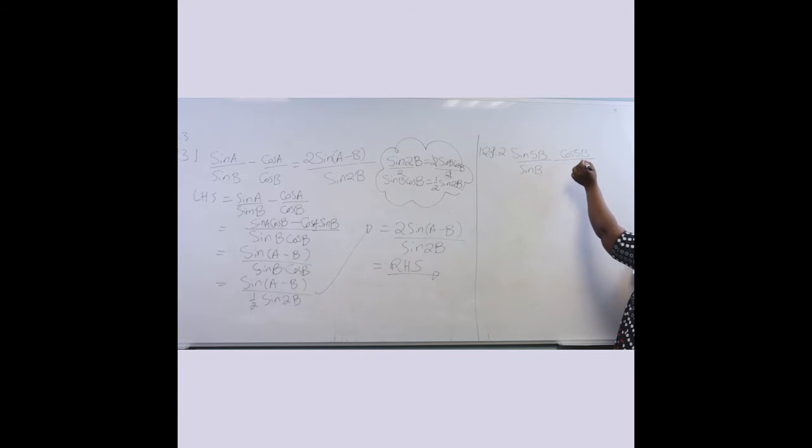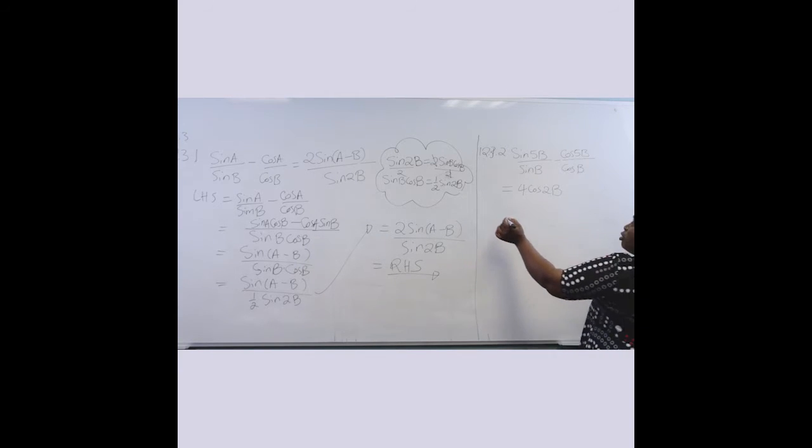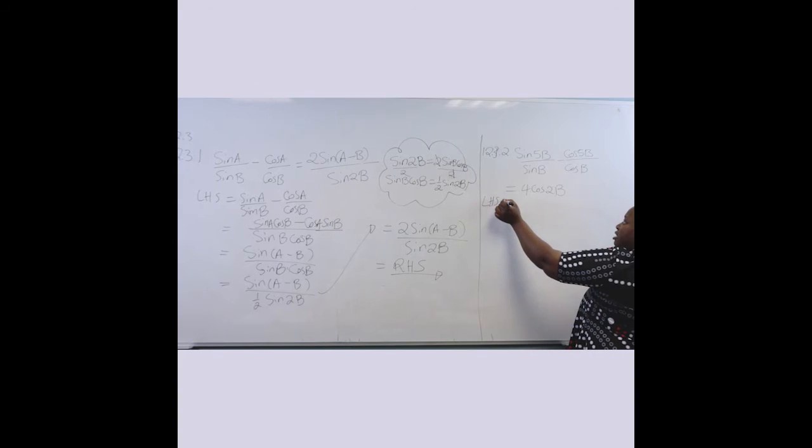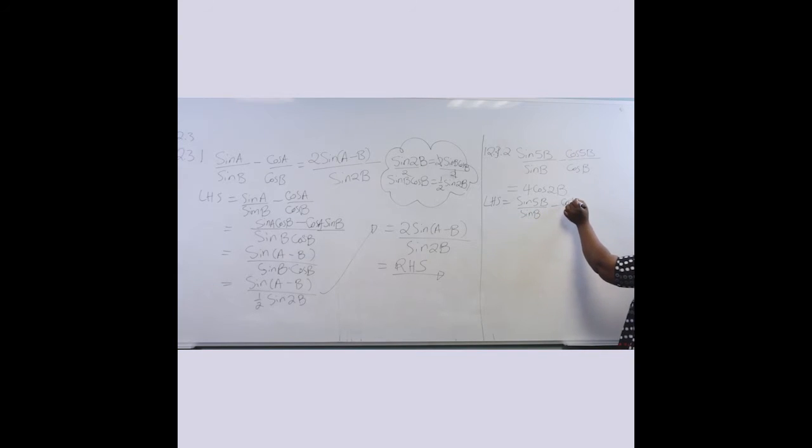This is cos 5B divided by cos B. That must be equal to, let me write it down here, 4 cos of 2B. So we can choose whichever side as well. The left side is more complicated because it has 5 and so on. So I'm going to choose that because I see it's the complicated one. My left hand side is equal to sine 5B divided by sine B minus cos 5B divided by cos B.